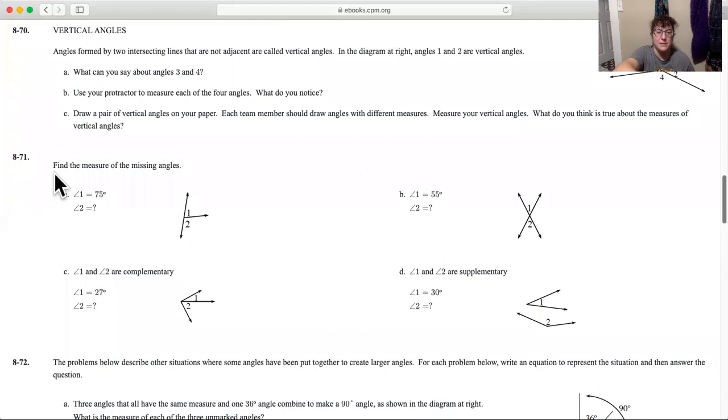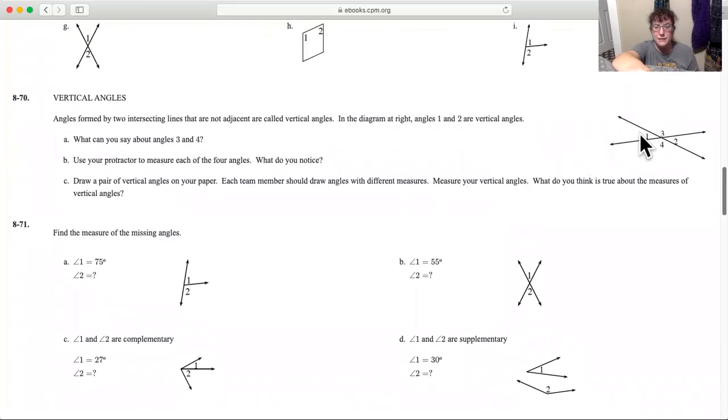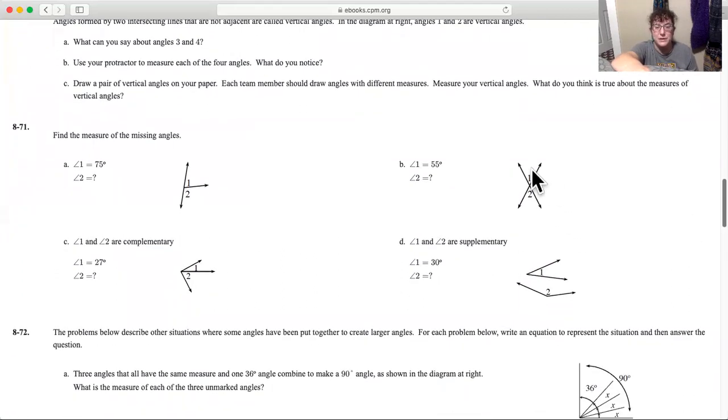And then here you're finding the measure of the missing angle. Okay, so if angle 1 is 75 degrees and the whole straight line makes 180 degrees, you have to subtract 180 minus 75. Part B, the relationship, it's asking you about vertical angles. If you look at 1 and 2, they look equal measure, and 3 and 4 look equal measure. So that's the relationship, is that vertical angles are the same measure. So if angle 1 is 55 and 2 is a vertical angle with angle 1, then they'd be the same measurement.